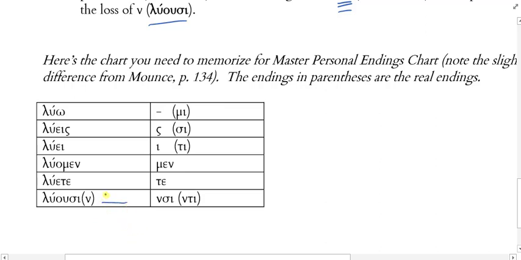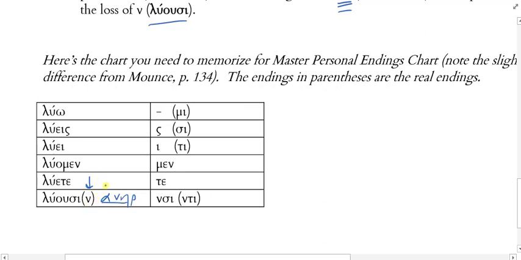So if I had something like aner, which means man, or actually I guess it would have to be plural, but whatever the case, luusi aner, I'm going to expect to see a movable nu in here to break up the sequence of two vowels together. Okay? Now, in a great many situations, you may even have a movable nu even when there is no vowel following the verb, but you will see it if there is a vowel for sure.